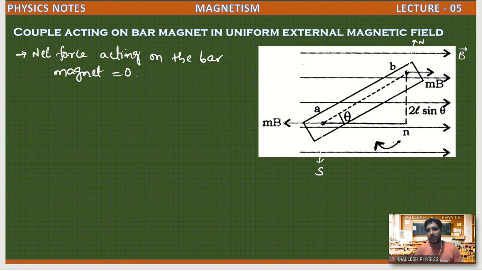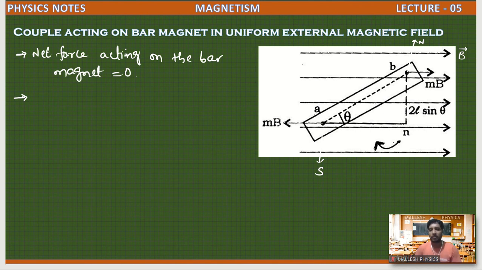Why is it zero? Once again, this field exerts a force on the north pole to the right side, equal to mB, force equal to m into B, pole strength into magnetic field. On the south pole, the field exerts a force to the left side, mB. So these two forces are equal in magnitude and opposite in direction, and that's why the net force acting on the bar magnet is zero. When the net force is zero, definitely some rotation will take place. A couple acts on this bar magnet, that is nothing but torque.